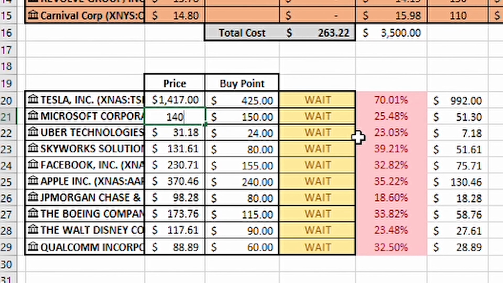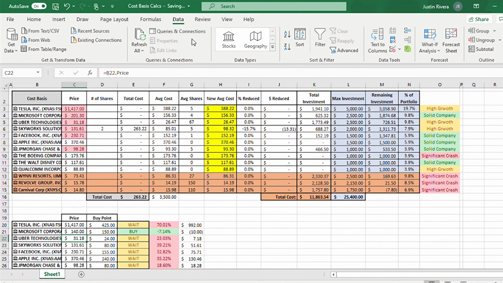So let's put in $140, it automatically switches to buy, and this will happen when I do my refresh and I update the stock prices.